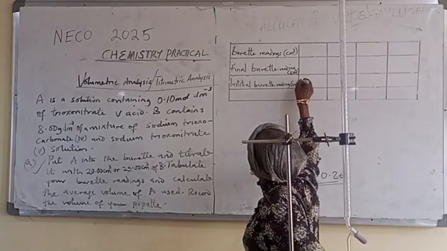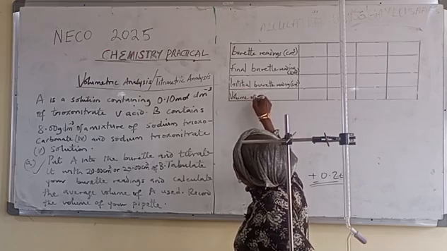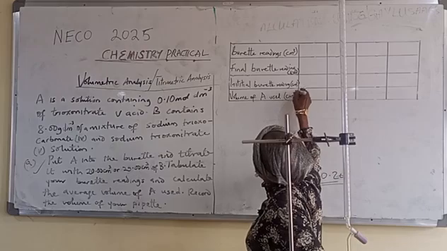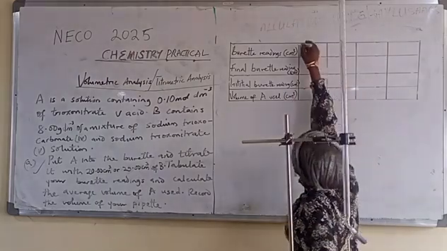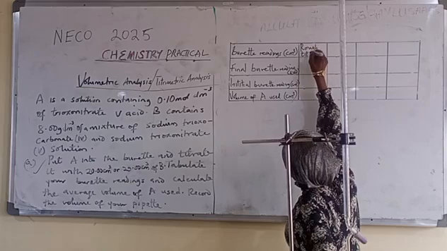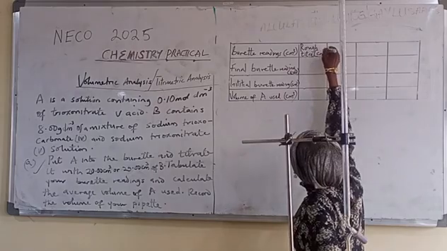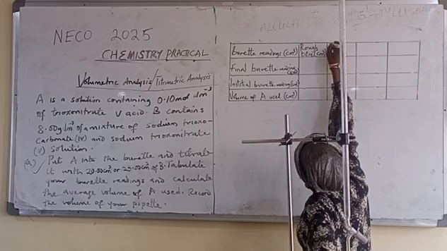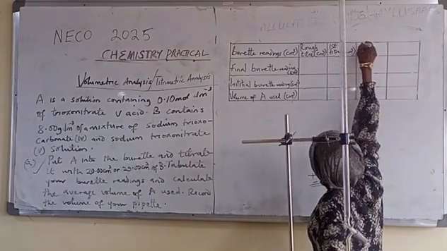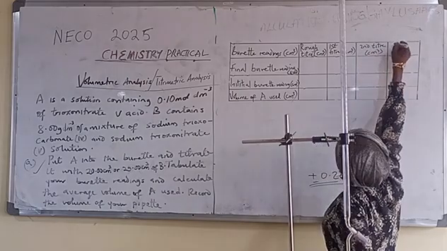Put your cm cube. Then we have volume of acid used, volume of A used. You still put your cm cube. Then the first row is your rough titre. Since you have put cm cube in that place, you may not put it, but if you want to still let them know you know what you are doing, put it. Rough titre, then first titre, put your cm cube, second titre, cm cube, and then third titre.